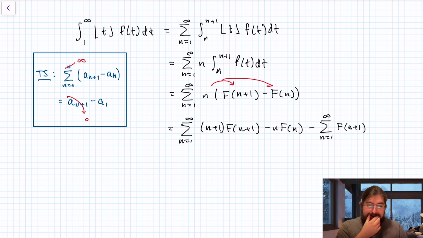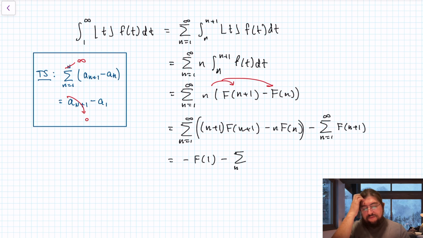Okay, great. Now what? Well, now this is indeed telescoping. This is a sub n plus 1, this is a sub n, and we're taking the sum of this whole thing. So by telescoping series, what we end up getting is a sub 1, which is really a sub n. So when you plug in 1, you get f of 1. What is f of 1 though? Well, we'll worry about that in a bit. But right now, let's just say we get negative 1 times f of 1, minus the sum from n equals 1 to infinity of f of n plus 1.